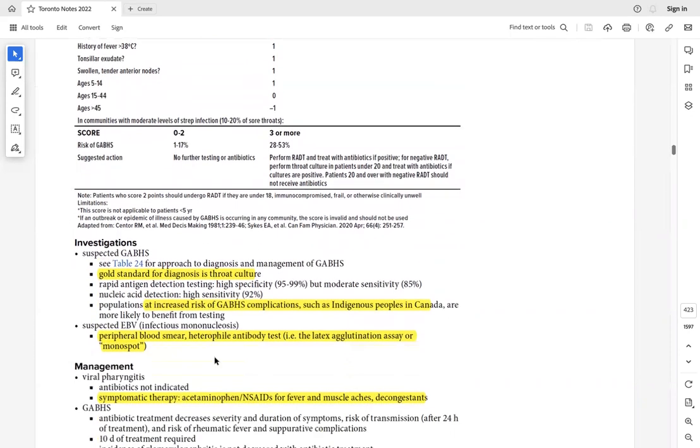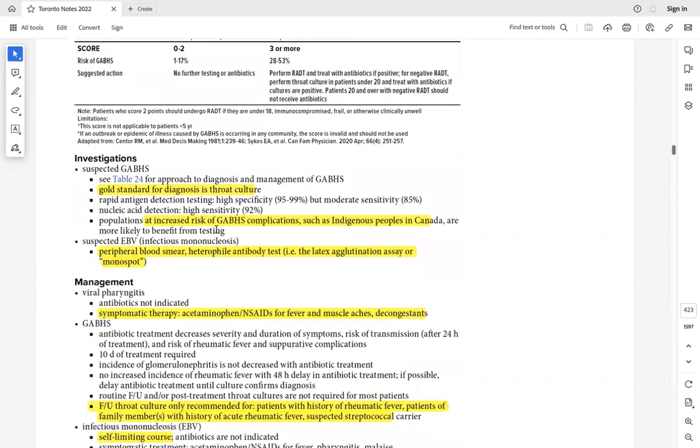And what are the investigations for beta hemolytic streptococci? Gold standard diagnosis is throat culture, but the first test is RADT, depending upon the score. There is increased risk of complication, and it is at increased risk in which population? Indigenous people. In Canada, there is increased risk in indigenous people.